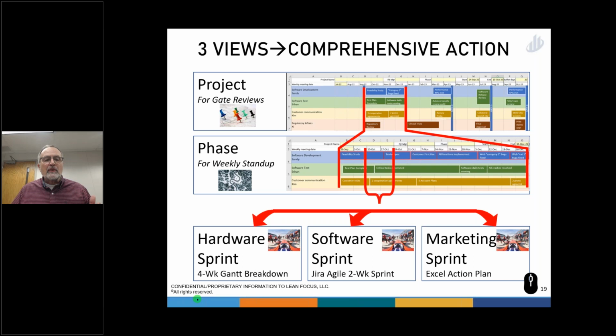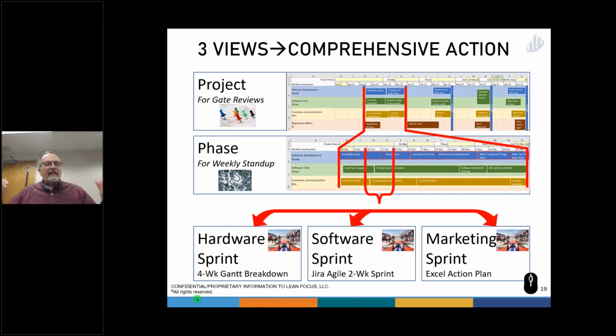The last view is the sprint view. This is where you actually have teams of developers, software developers, web developers, engineers, hardware engineers, you name it, and marketers, and they're all working on probably different methods. Your typical hardware team is very comfortable with the Gantt chart. Most software teams today are using Agile, so maybe they're using Jira Agile. And for marketing teams, maybe an action plan is what's best for them.